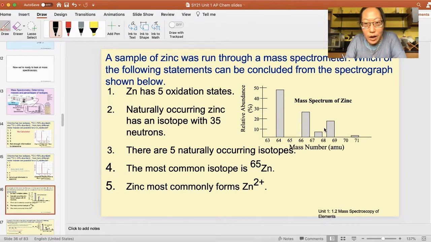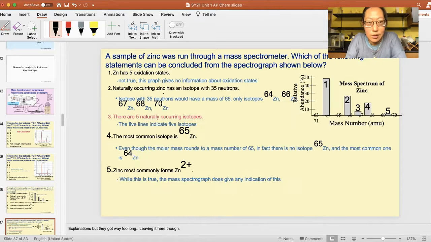So there are 5 of the isotopes. Okay, so the answer was 3. There are 5 naturally occurring isotopes. So oxidation states has nothing to do with mass spectroscopy.